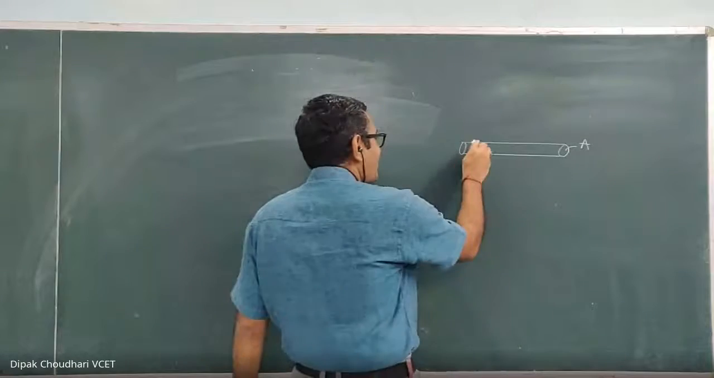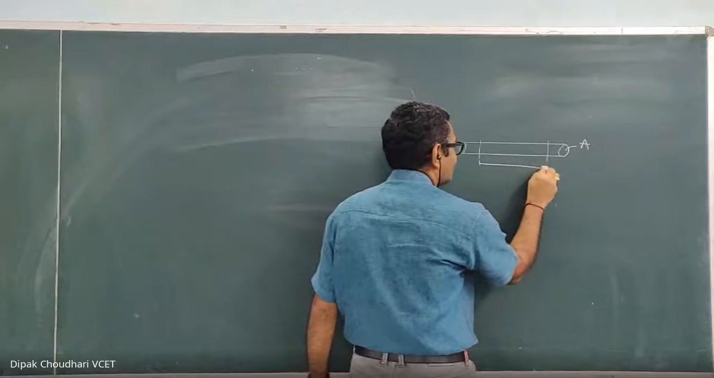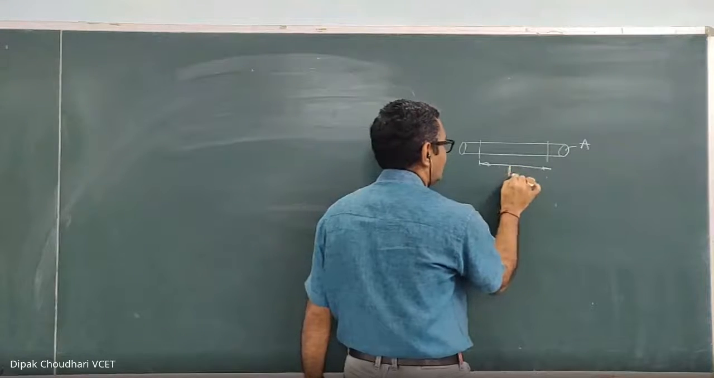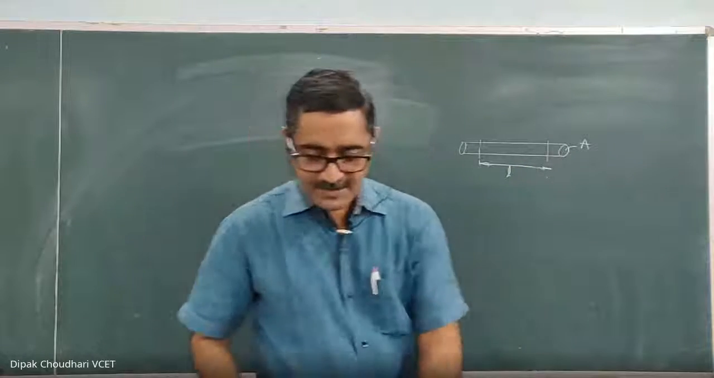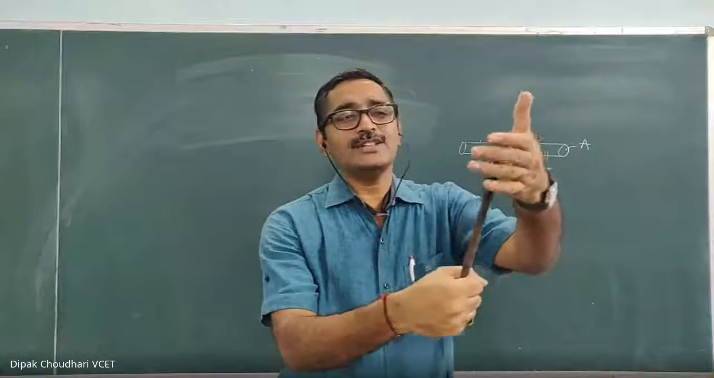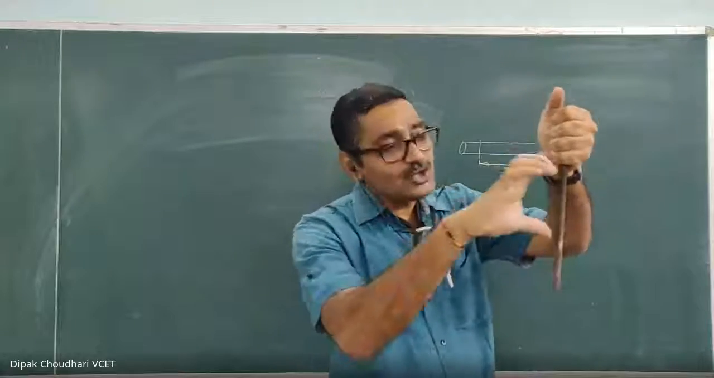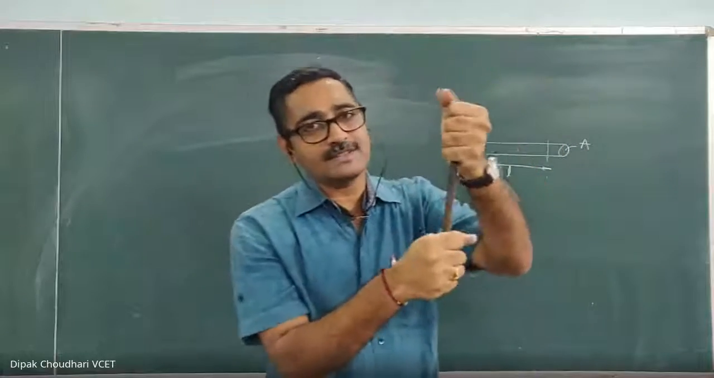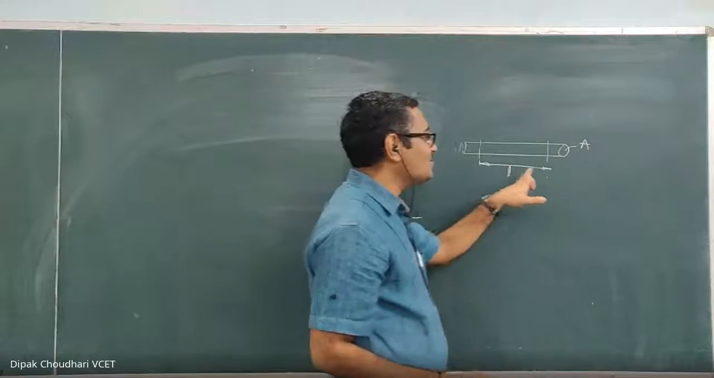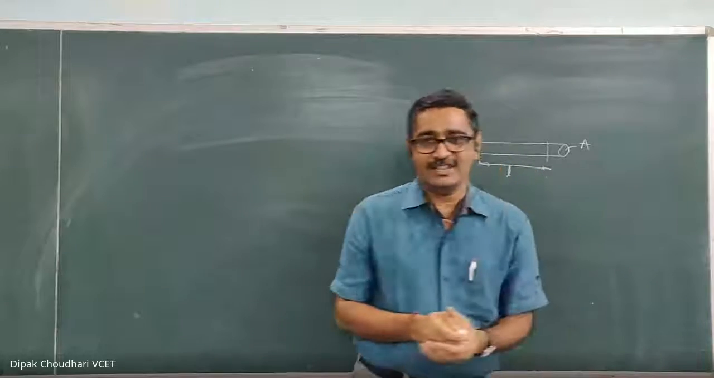Now, the length of this specimen under consideration is known as the gauge length. Let's denote it as L. That is the length under consideration. Here, some part goes in the jaws to hold the specimen, and this is the actual length on which we are applying the force. So this is the gauge length. All our calculations we are going to do with respect to this original cross-sectional area and this gauge length.